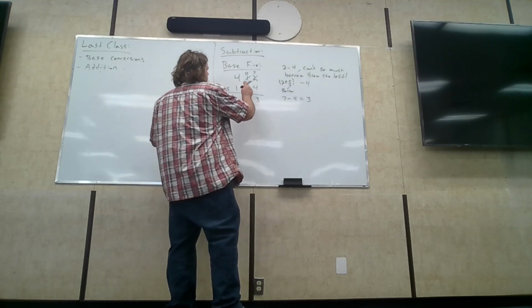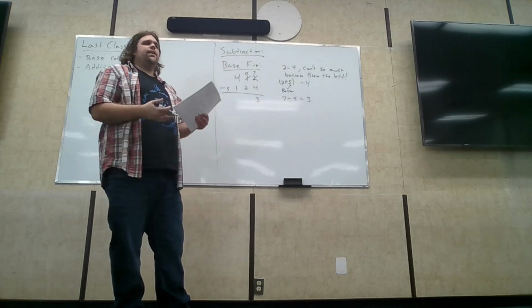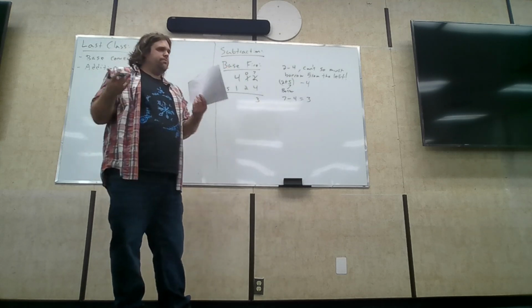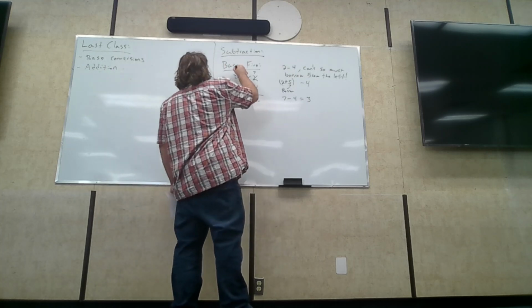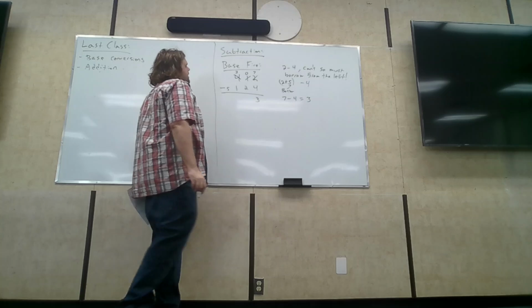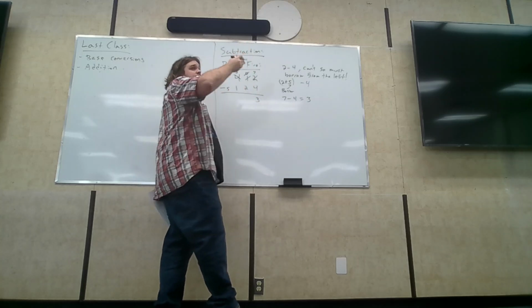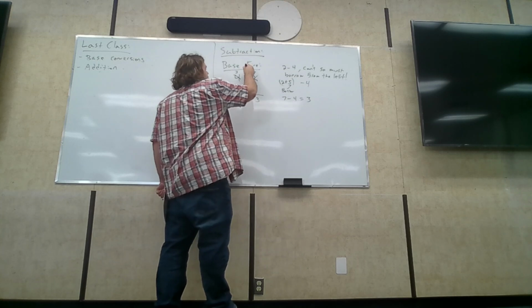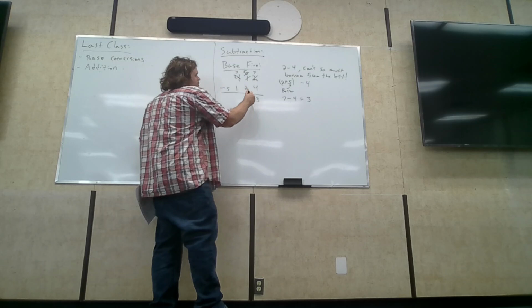So we look at this and say, all right, I need to do 0 minus 2. Again, can't do that because 0 isn't big enough to take away 2. So we have to borrow again. So we take this, and now we cross this one out, and we add 5, because 5 is our base. So now we do 5 minus 2, and we get 3.